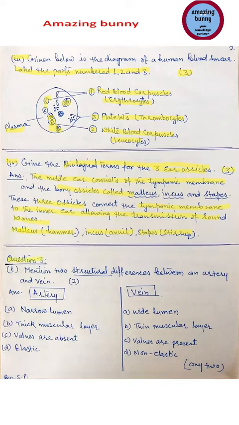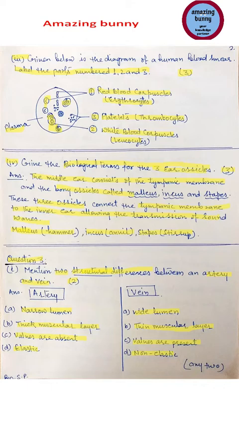Question number 3, mention 2 structural differences between an artery and vein. So you have to write the structural differences. Again, this question consists of 2 marks, so pick any 2 differences among 4. Artery has a narrow lumen, on the other hand vein has a wide lumen. In artery, a thick muscular layer is present. In vein, a thin muscular layer is present. In artery, valves are absent. In veins, valves are present. Arteries are elastic, and veins are non-elastic.